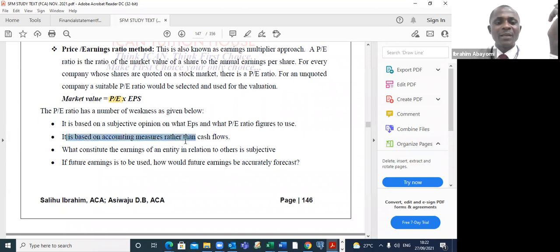It is based on accounting measure rather than cash flows. How do you compute your EPS? Profit after tax over number of shares. Profit after tax is accounting profit. It's not cash flow. Profit is different from cash flow. So you are computing the market value of your company shares based on accounting profit. And of course, accounting profit can be manipulated by management. So if the profit has already been manipulated and you use that profit to compute your market price, it means your market price will be highly subjective.